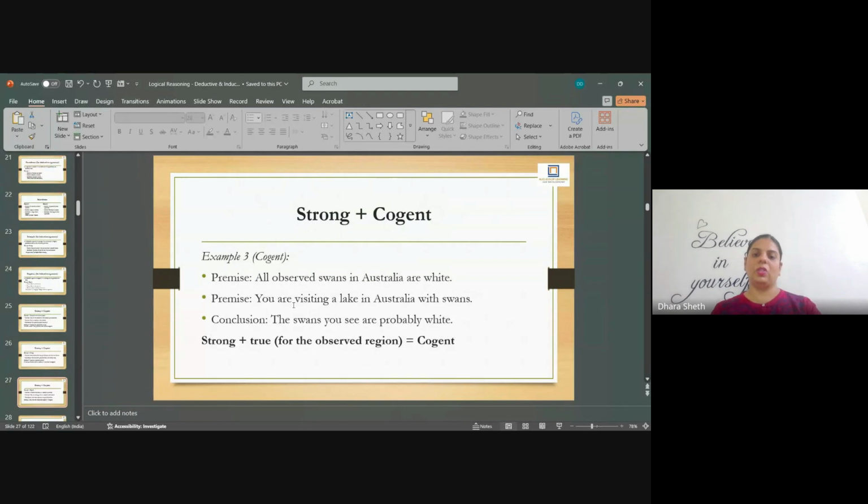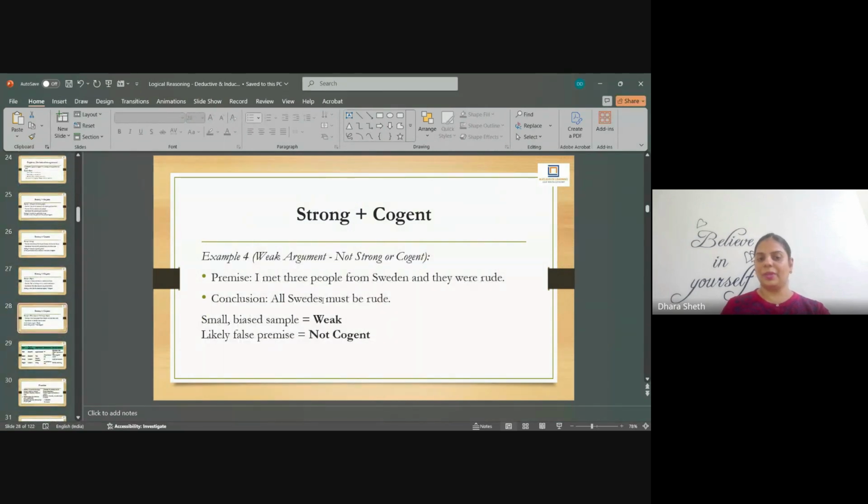Another example. All observed swans in Australia are white. You are visiting a lake in Australia with swans. The swans you see are probably white. Strong plus true for the given region. That is why it is cogent.